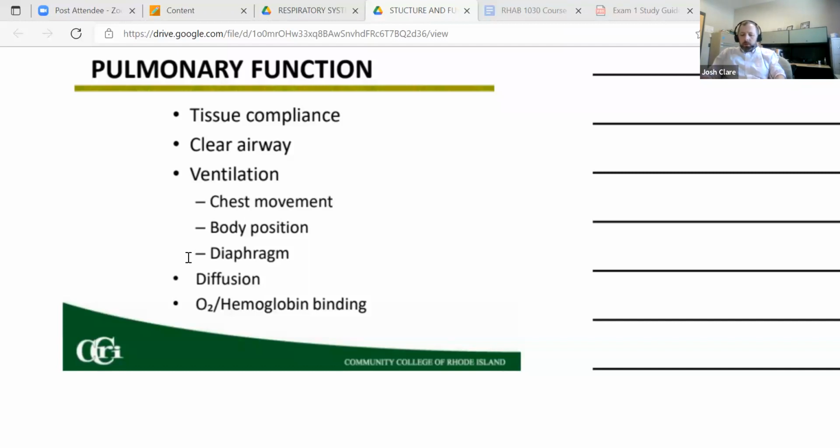Diffusion is the ability for the gases to be exchanged in the alveoli capillary membranes. So again, as the capillaries lay right on top of that alveoli, we need that gas exchange to take place. Sometimes that can be interfered with by fibrosis or fluid. Edema can cause that, so it's taking up space where that gas exchange can no longer happen.